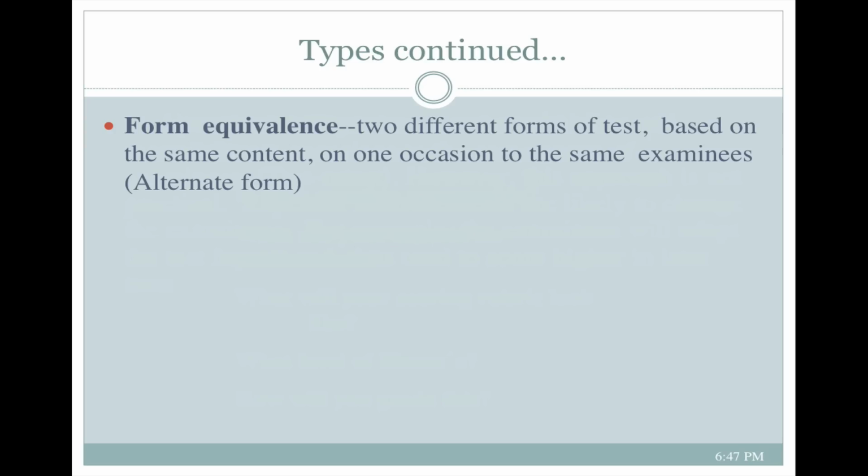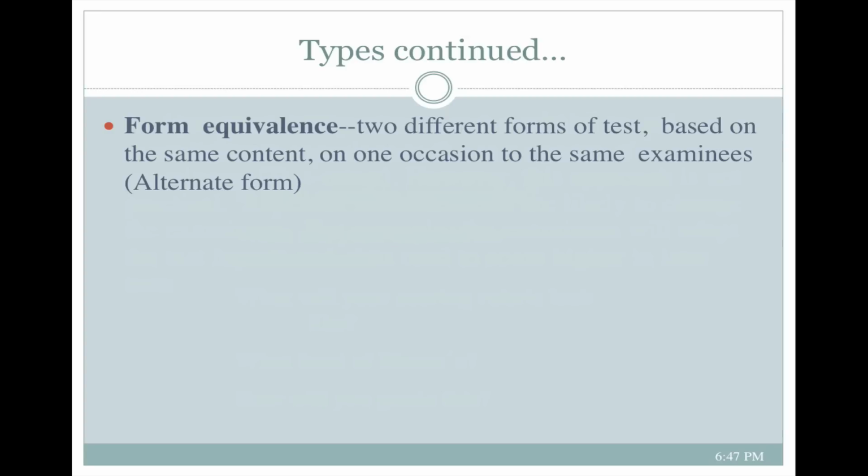Another type that is more common actually in classroom assessment, or in assessment in schools anyway, is this idea of form equivalence. And that's simply put two forms of a test. So for example, we might have Form A and Form B, which is often the case for tests that are given in districts as part of a large-scale testing program.